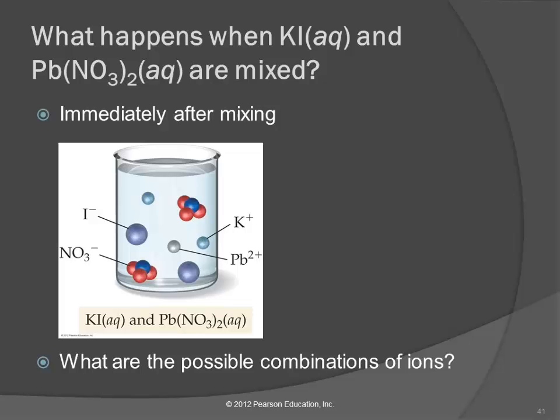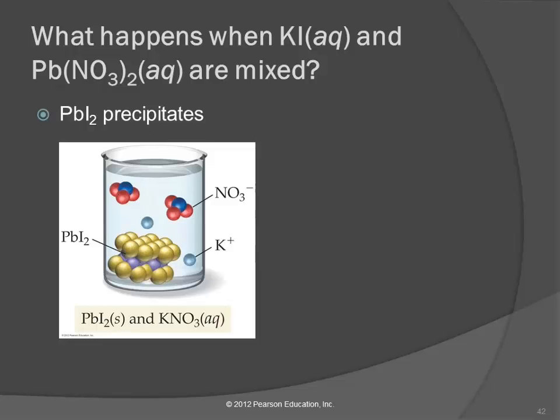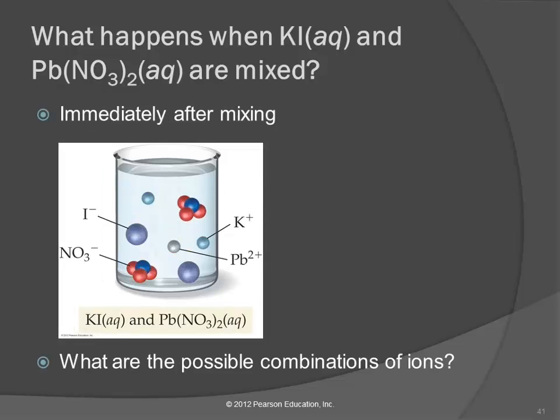Immediately after you mix it, now you've got all of those same ions together in one beaker. And so we need to look at what are the possible combinations of ions. So one way to look at this is to make a little table. So we have potassium ions, and we have lead-2 ions, and we have iodide ions, and we have nitrate ions.